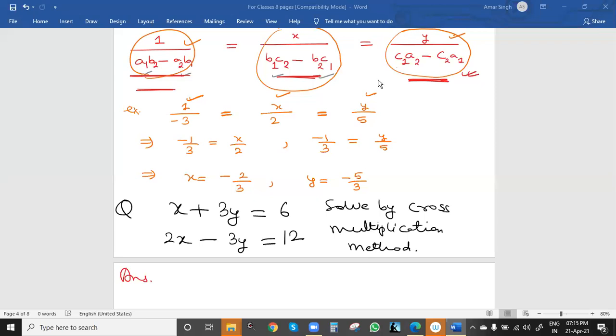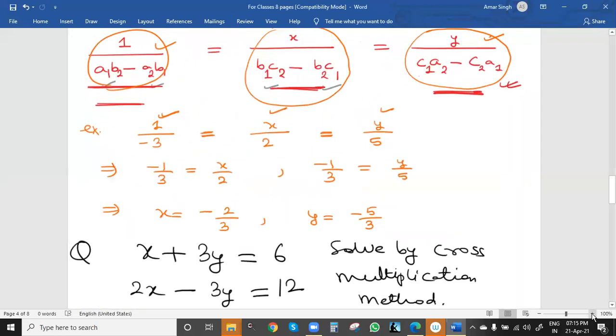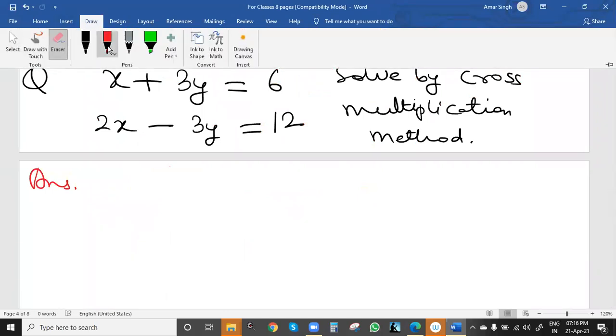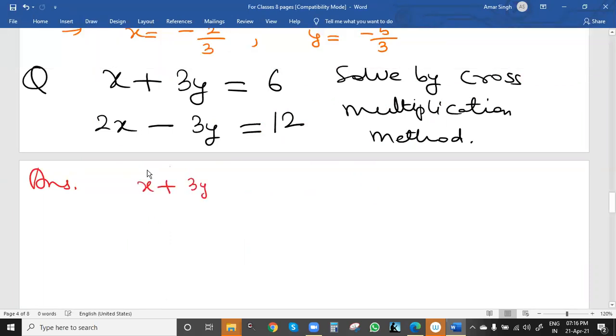But the important thing is to solve by this cross multiplication method. Let me solve this question. Actually this is x plus 3y equal to 6, no problem. X plus 3y minus 6 equal to 0, because to convert to standard form, all the values will be on the left hand side. Standard form is all values of x, y and the constant on the left side. Similarly, 2x minus 3y minus 12 equal to 0.